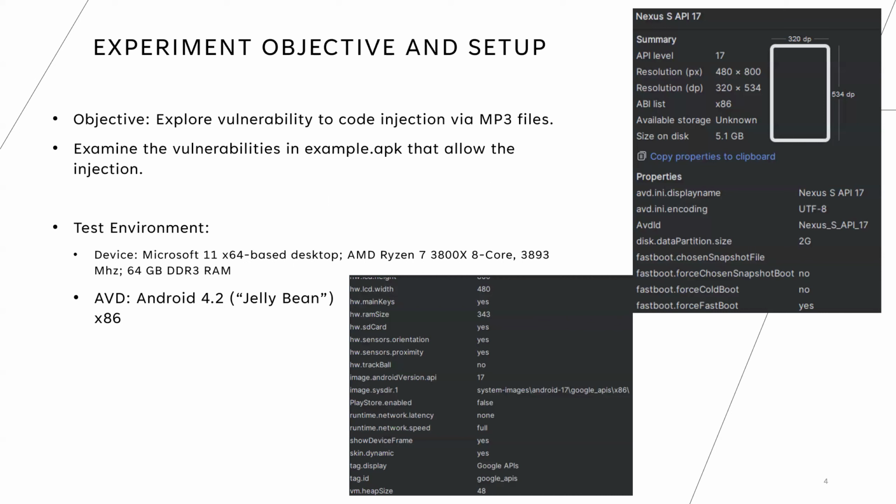So for our experiment, the objective is to explore vulnerability to code injection via MP3 files and examine the vulnerabilities within the example APK that allow the injection. For the virtual device, we have a Nexus S API 17 running Android 4.2 Jelly Bean, x86 architecture. And for my test device, it's a Windows 11 x64 based desktop, AMD Ryzen 7 8 core processor, 64 gigabytes DDR3 RAM.